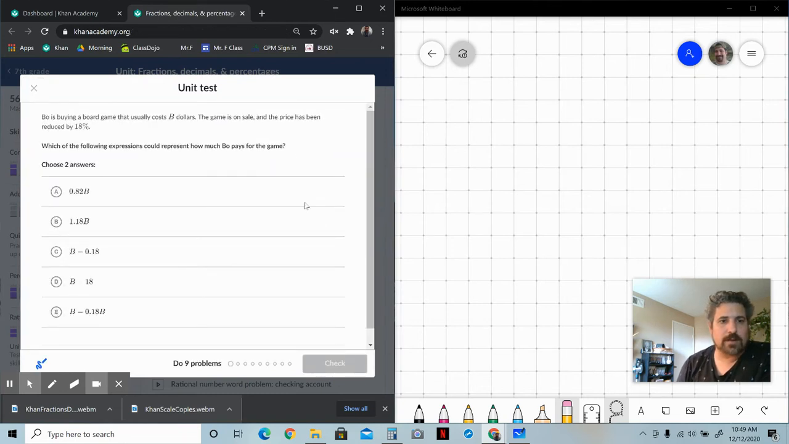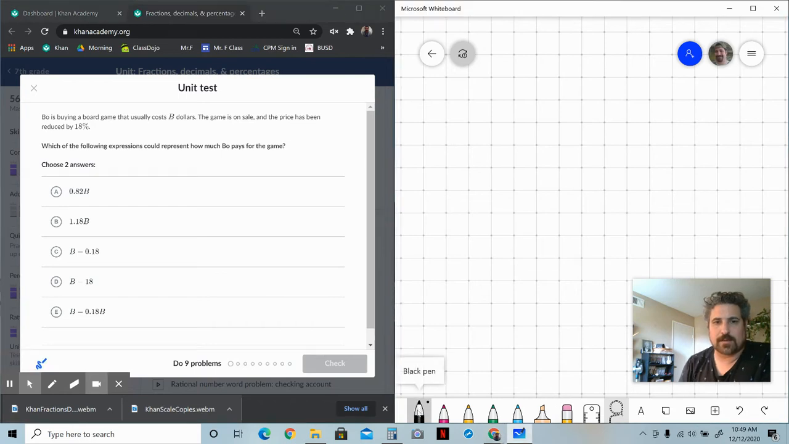It says Bo is buying a board game that usually costs B dollars. The game is on sale, and the price has been reduced by 18%. Which of the following expressions could represent how much Bo pays for the game? So a couple things. We're basically asking how much he pays for the game, which is the sale price, right? So let's let y equal the sale price, and let x equal the original price, whatever that original price is.